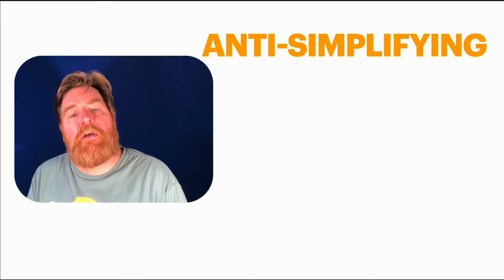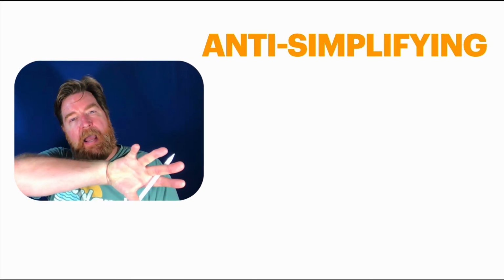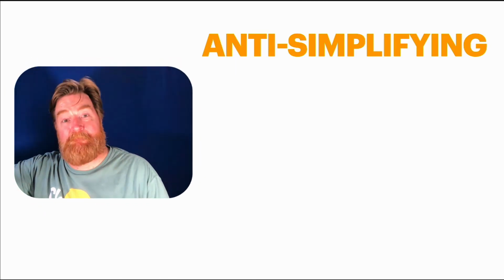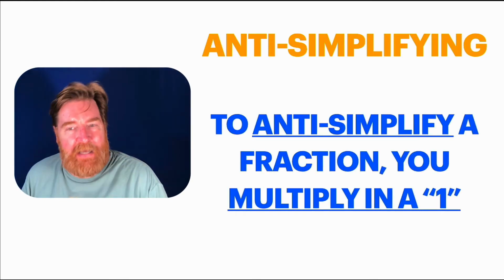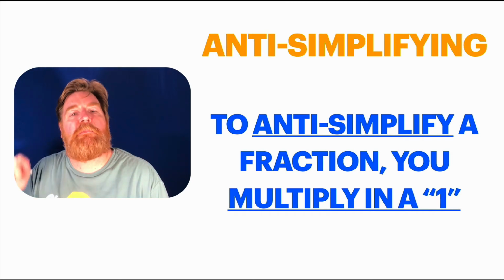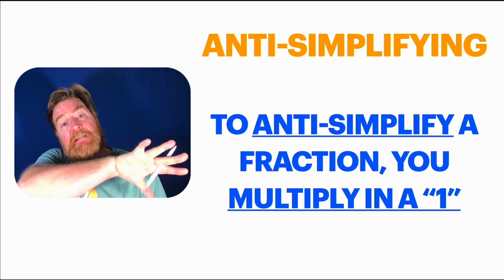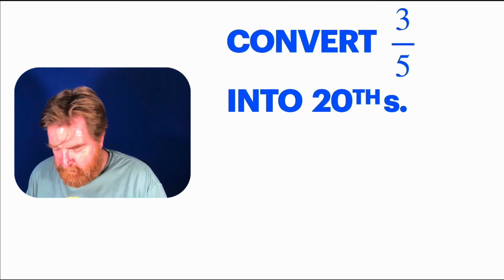Here's the good news. Just like we simplify by factoring out a 1, we anti-simplify by multiplying a 1 back in. Okay? So there's the statement. To anti-simplify a fraction, you multiply in by 1. Simplify, you factor it out. Anti-simplify, you multiply it in. All right? I'll give you a couple examples here.